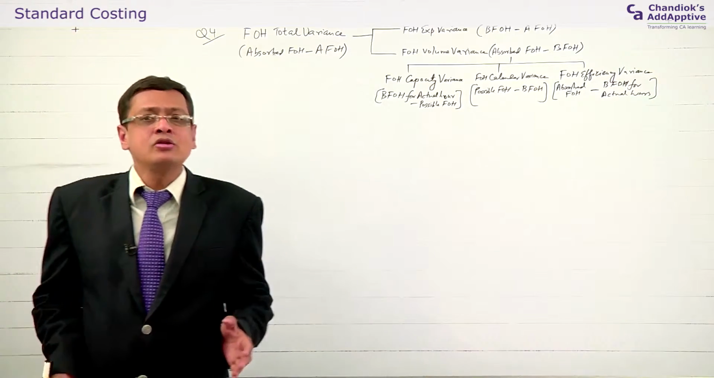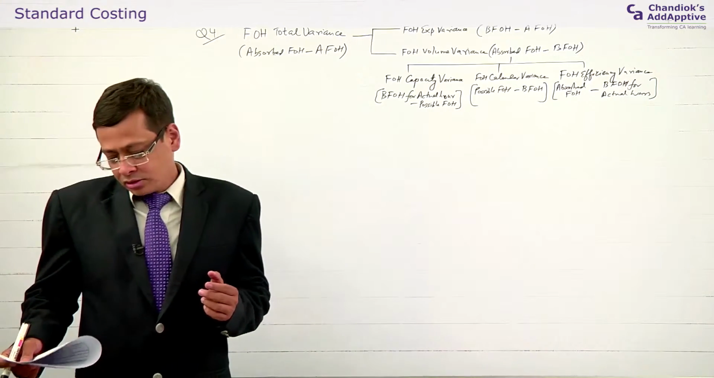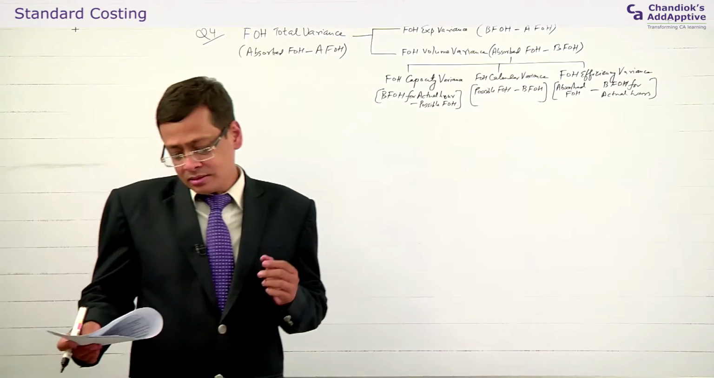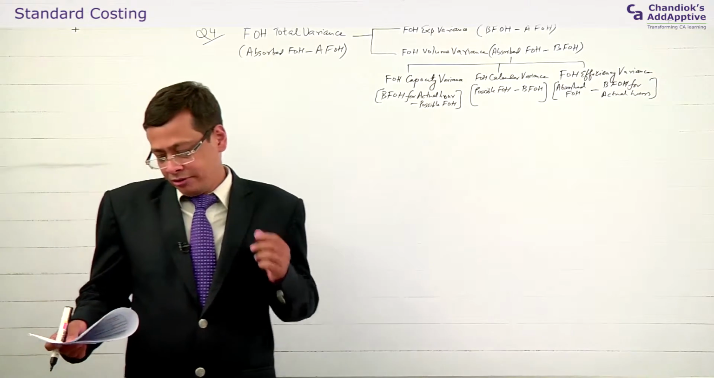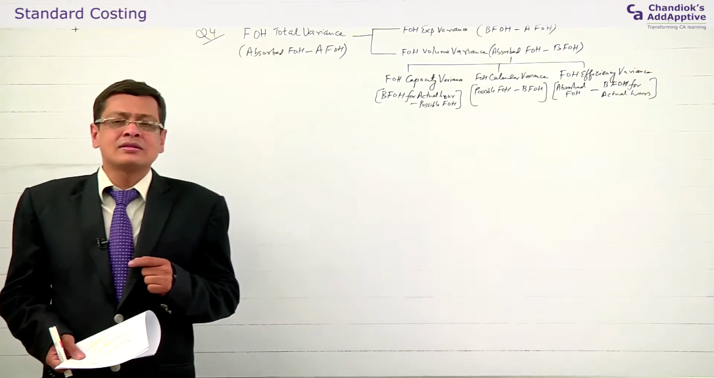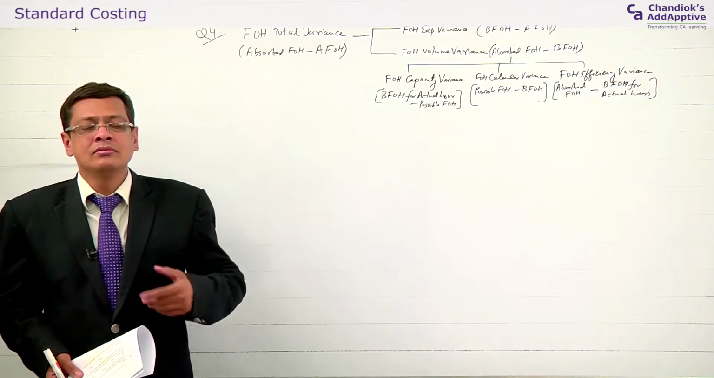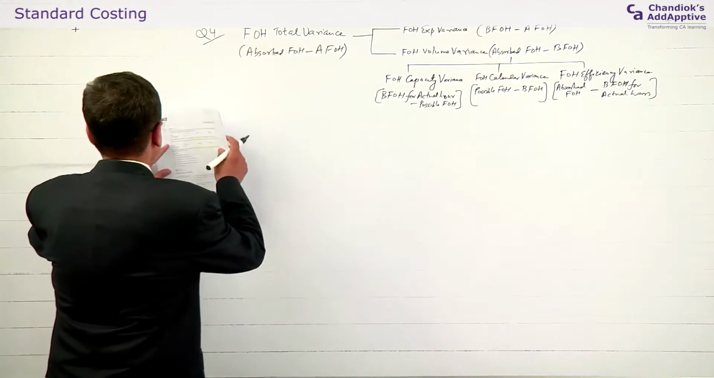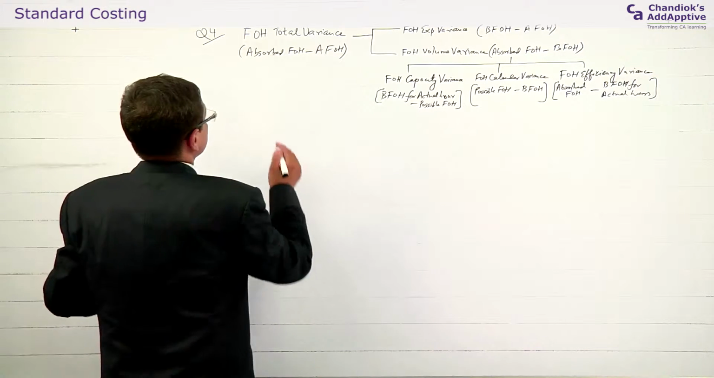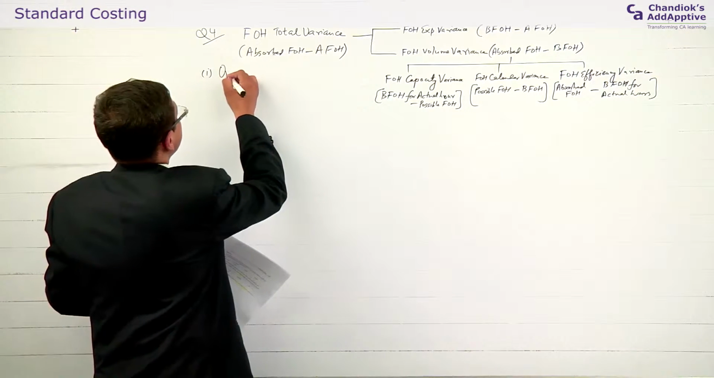Now, you are required to compute certain things. Number 1, overhead cost variance. Number 2, fixed overhead cost variance. Number 3, variable overhead cost variance, fixed overhead volume variance, fixed overhead expenditure variance and calendar variance. So, the examiner is asking you to calculate 6 things. Now let us start working one item after another. The first item we are going to pick up is overhead cost variance.